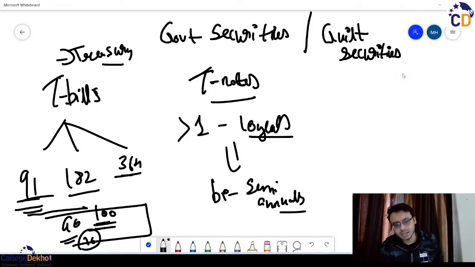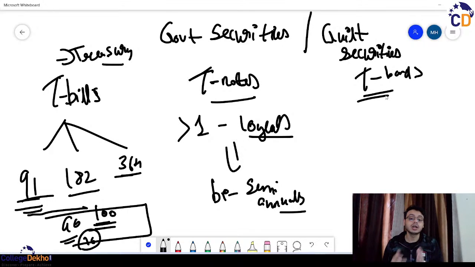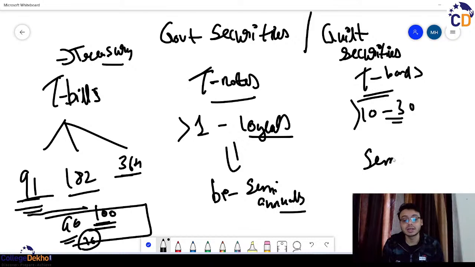The third category is the T bonds. T stands again for Treasury bonds. These are the proper bonds, longer term bonds, for more than 10 years up to 30 years. And here also you get a rate of interest semi-annually. For example, if the government has promised you a rate of interest of 6% on the T bonds, 3% would be given in 6 months, and the rest 3% would be given in the next 6 months.